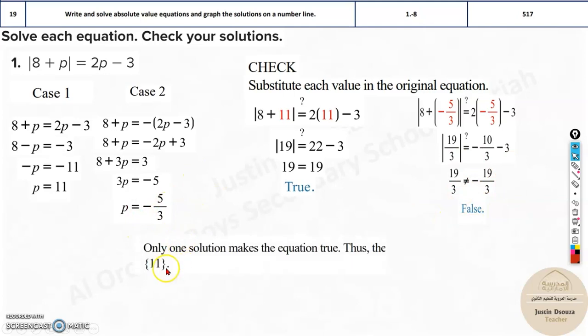So only one correct answer is there. That is p equals 11. Why? Because it makes both the sides true. Whereas if you take this case, the second answer is wrong. Why? Because the equation is not balanced in this case. Because it says 19 by 3 equals negative 19, that is an error. So this is wrong. Only p equals 11 is the correct answer.